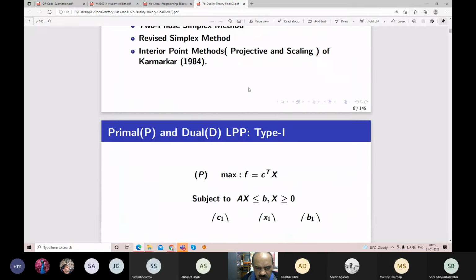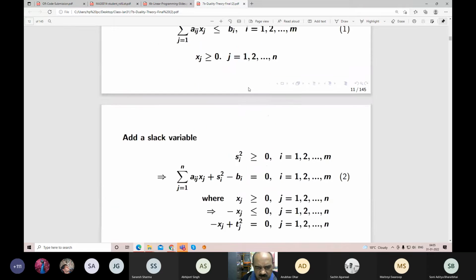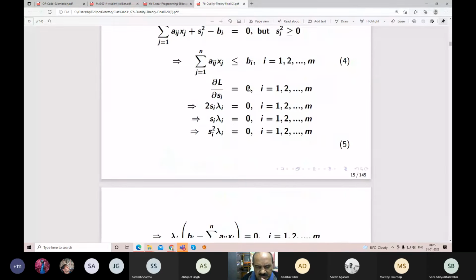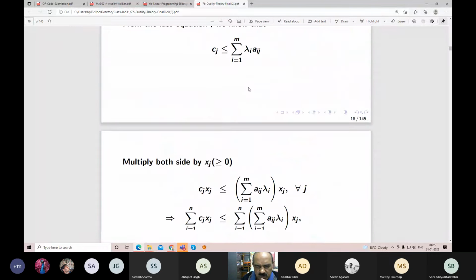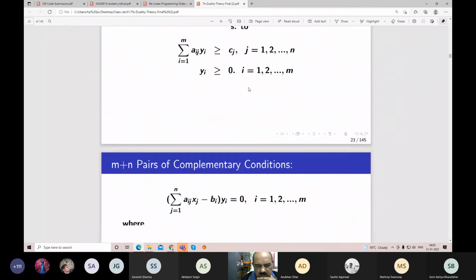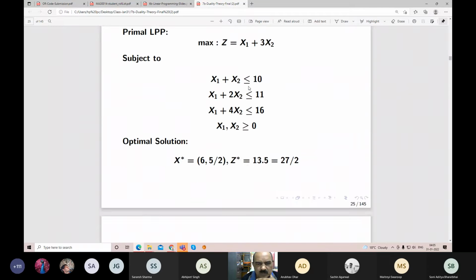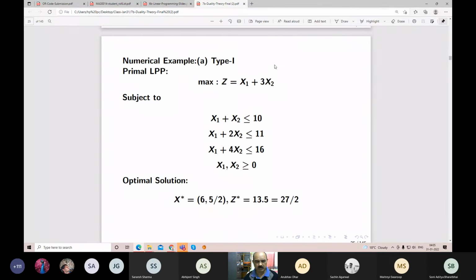Before proving this theorem, I would like to discuss a numerical example a little, so that you will be able to realize this. This is the problem. I have changed the problem slightly. It was something like 100, 110, 160. I have removed one 0, so that you can quickly guess.